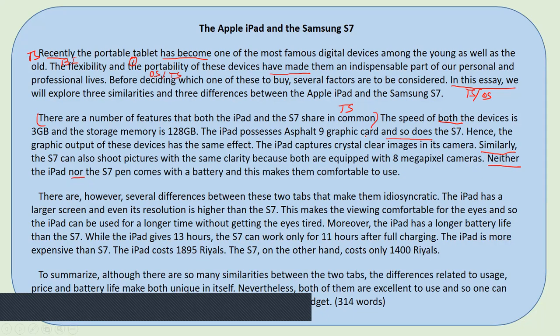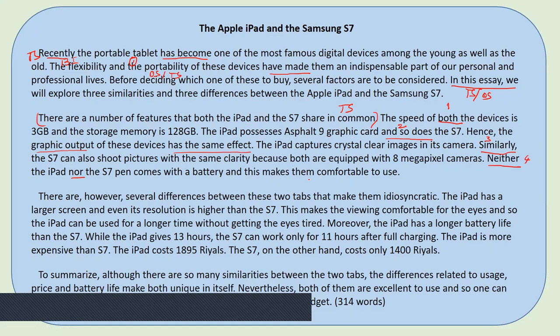Okay, so I have used here 4 different types of sentences. Number 1: the speed of both the devices is the same, and the storage memory. You have put 2 points in one sentence, and then comes the graphic card. So you can mention one use of the graphic card. What is it? Like, the graphic output of these devices has the same effect.